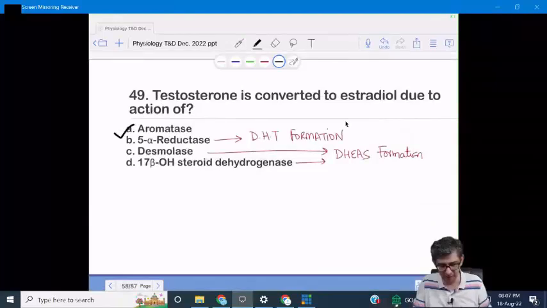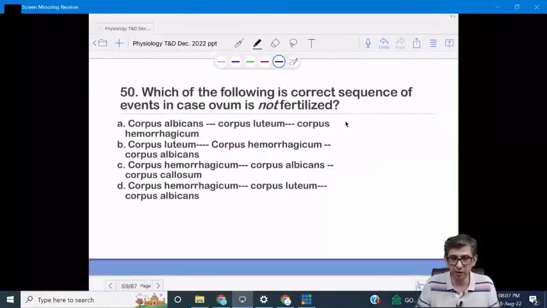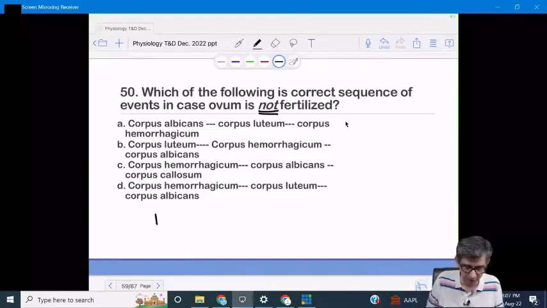Come to 50. Which of the following is the correct sequence of events in case the ovum is not fertilized? If fertilization happens, then an embryo will form, but if not, initially there will be Mittelschmerz.